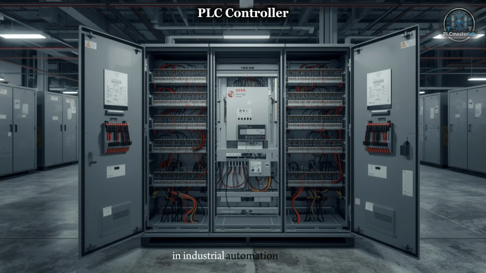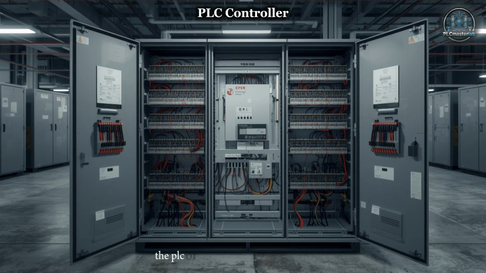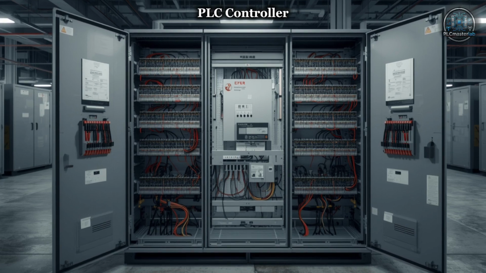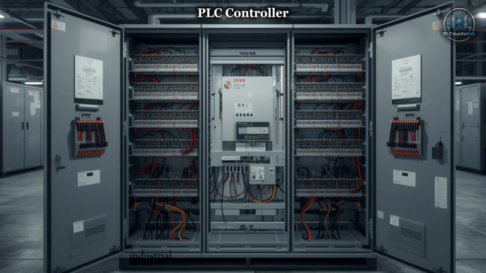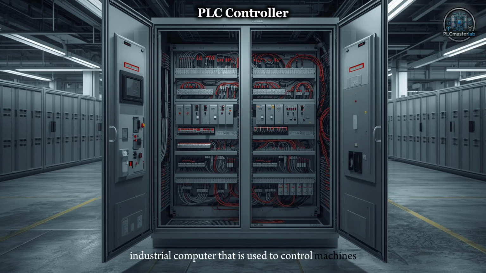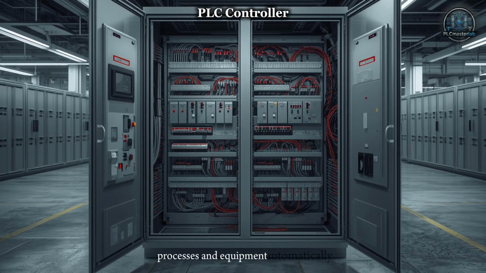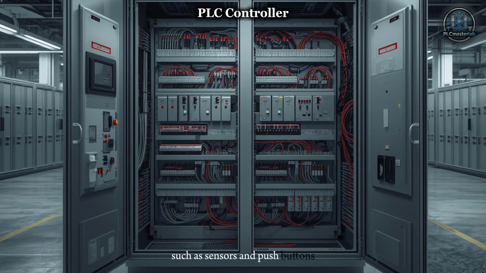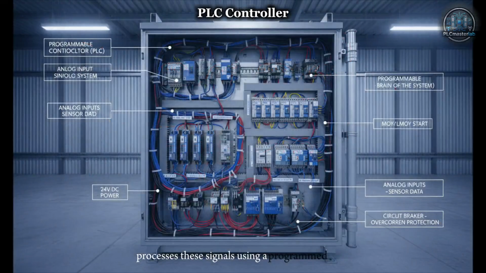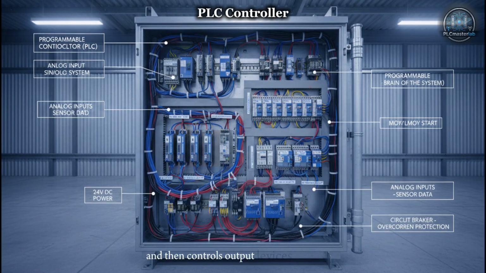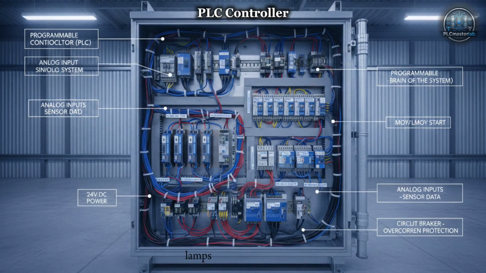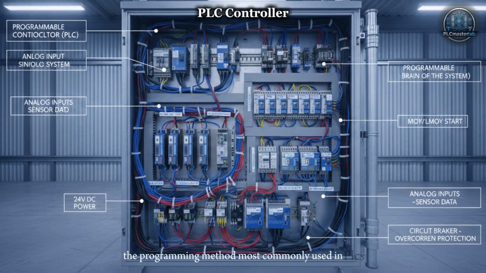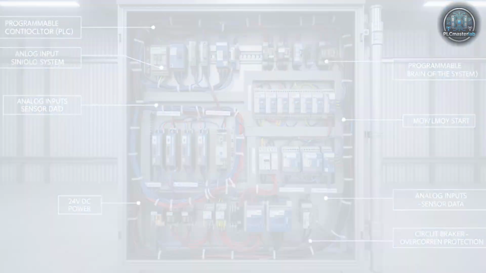In industrial automation systems, the PLC, or Programmable Logic Controller, is one of the most important components. A PLC is a specialized industrial computer that is used to control machines, processes, and equipment automatically. It receives signals from input devices such as sensors and push buttons, processes these signals using a programmed logic, and then controls output devices like motors, lamps, valves, and actuators. The programming method most commonly used in PLCs is called ladder logic.